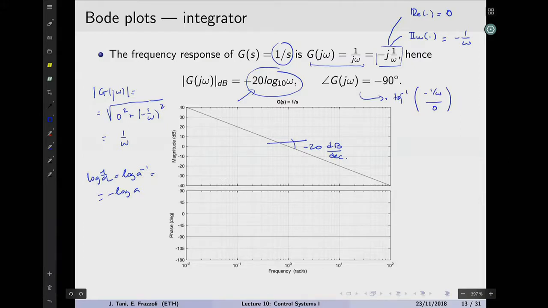So this is, since the frequencies are always positive, a term that tends to infinity. So the tangent inverse of infinity on the minus side is minus pi half. So an integrator term will always have a phase of minus 90 degrees, like this. Does it make sense?